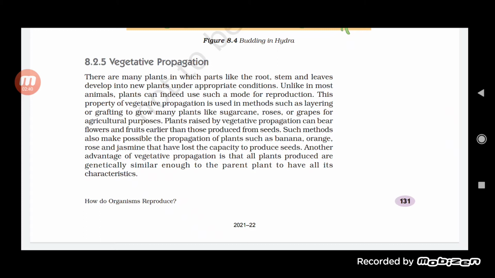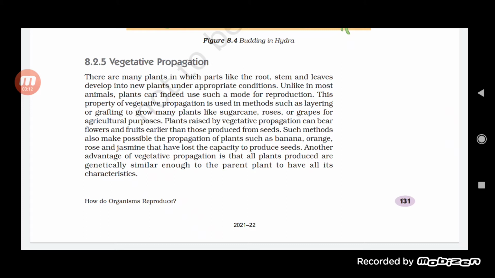We already know about sexual reproduction in plants. Now before we go further, let us try to understand how asexual reproduction takes place in plants, students. Yes, there are asexual methods of reproduction in plants. Many plants have roots, stems or leaves that develop into a new plant under appropriate conditions, and this is used as a mode of reproduction.